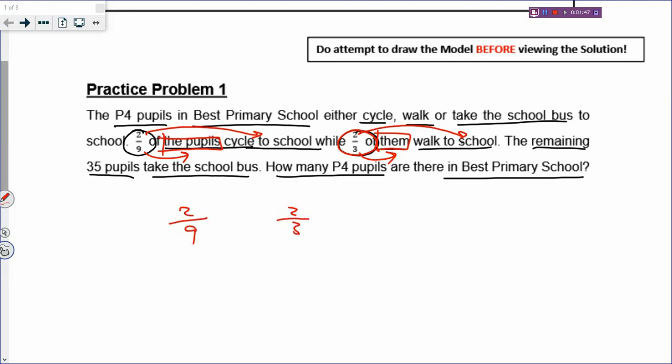So you can make the denominator the same. So 3 times 3 and 2 times 3. So you get 6/9. So you do not look at 2/3 anymore; now you can change it to 6/9. And then you draw your model. Alright, so we are going to draw the model now.